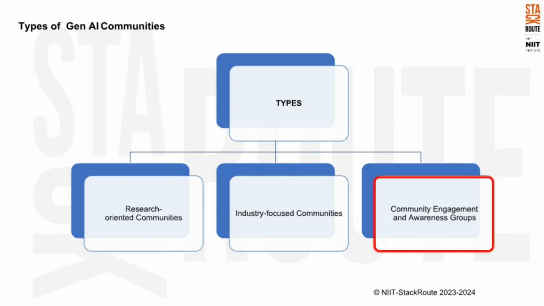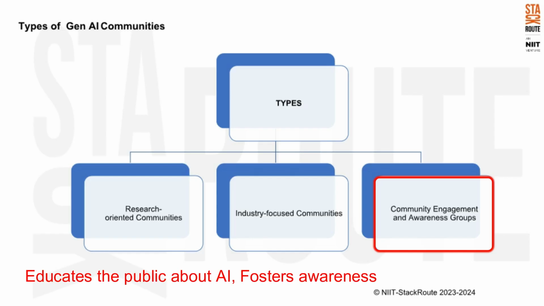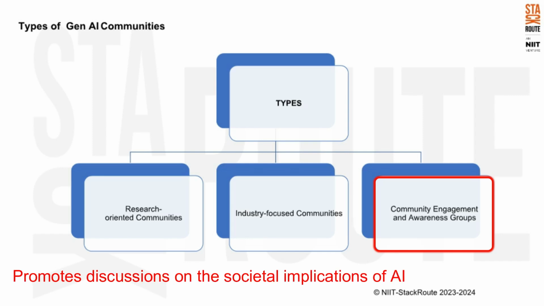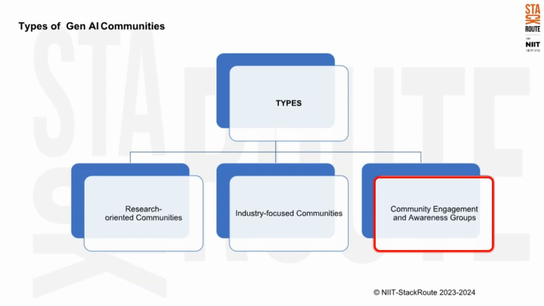They play a vital role in translating AI research into practical, scalable applications that address industry challenges. Community engagement and awareness groups. These communities are committed to educating the public about AI, fostering awareness, and promoting discussions on the societal implications of AI. They act as bridges between the technical aspects of AI and the broader community. Being of different types, let's understand what role they perform.